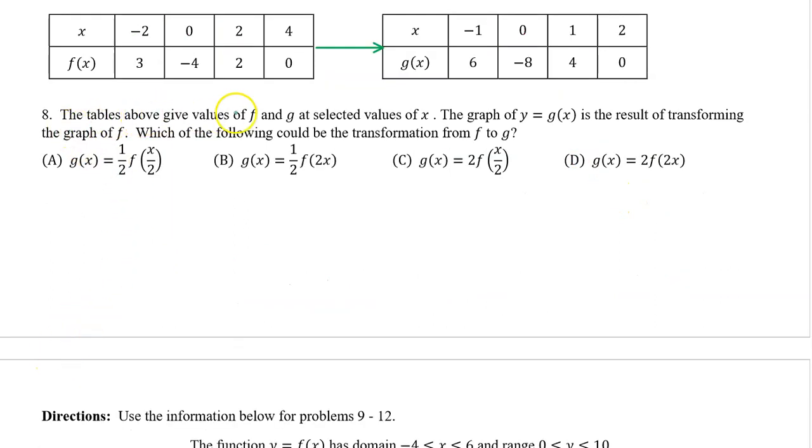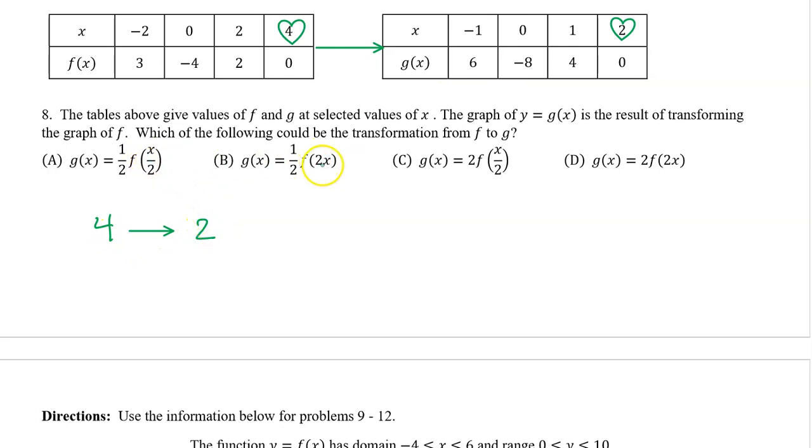I'm not going to read the directions for number 8. It is the same type of problem as the last two problems. So we are transforming f into g, and we have to pick the function that would do that. Let's start with a pair of corresponding x values. So 4 will transform into 2.